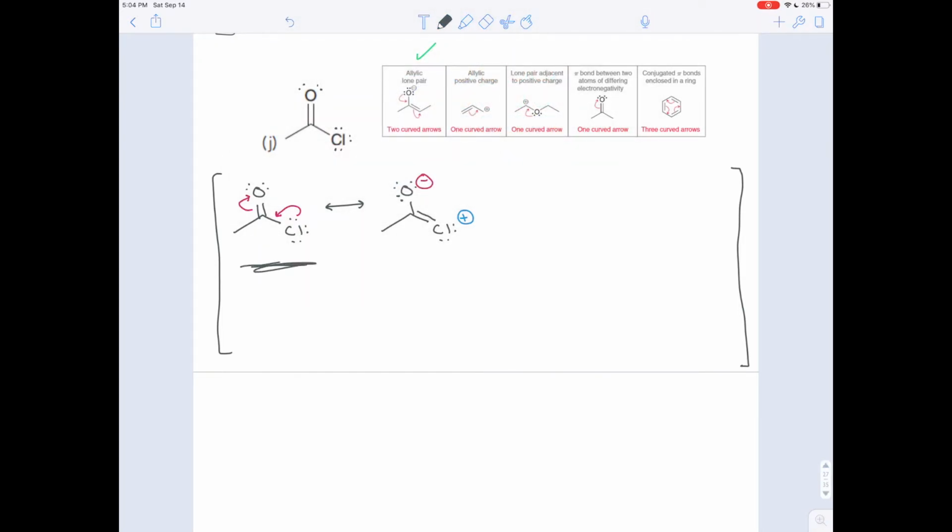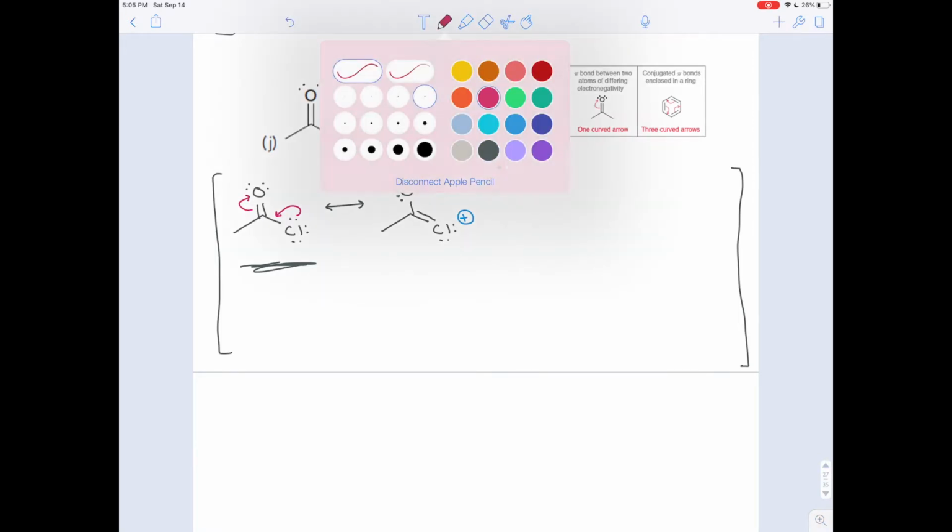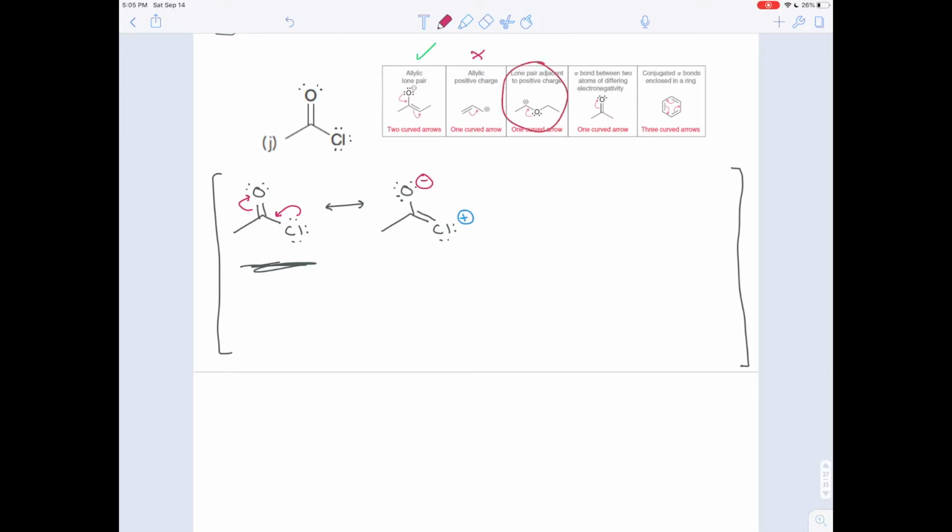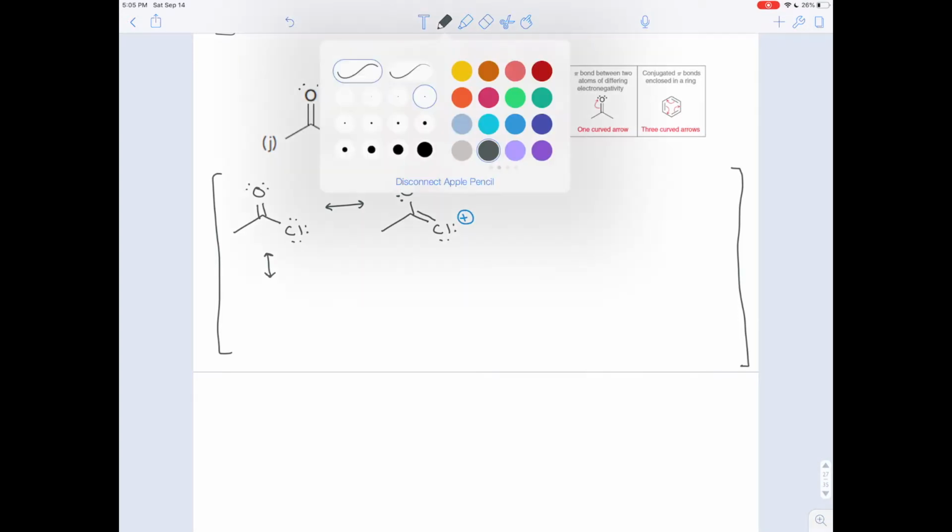Now for this first molecule, we want to go through all 5 patterns. We've only gone through the first one, so let's go through the rest. Does it have an allylic positive charge? No, there's no positive charge in there. How about a lone pair adjacent to a positive charge? No positive charge in there. How about a pi bond between atoms of differing electronegativity? And we do have that. The bond between the carbon and the oxygen includes a pi bond, and oxygen is really electronegative, whereas carbon is just average. So we'll have another resonance structure with this.